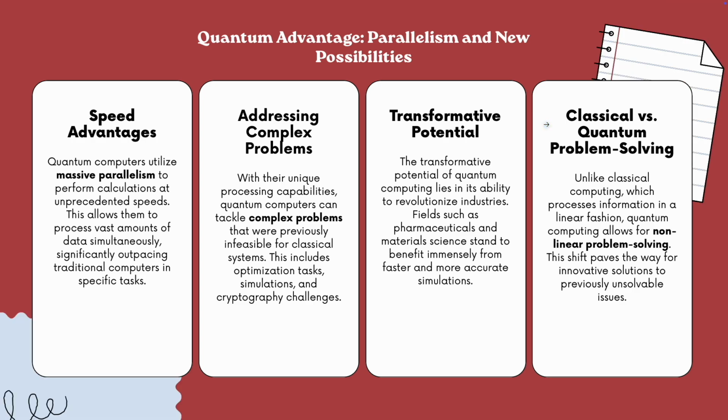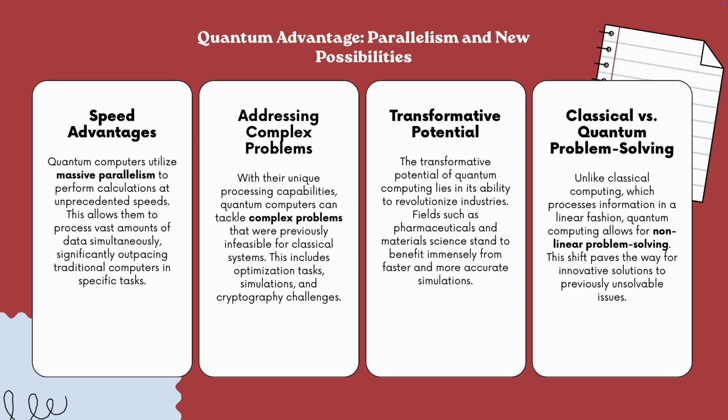When you combine superposition, entanglement, and interference, you get what's called quantum advantage. Unlike classical computers, which solve problems step by step, quantum computers can work in parallel, exploring many possibilities at once. This makes them incredibly fast for certain tasks.